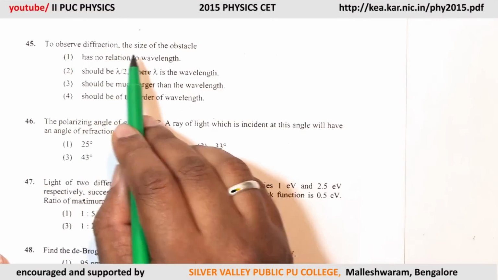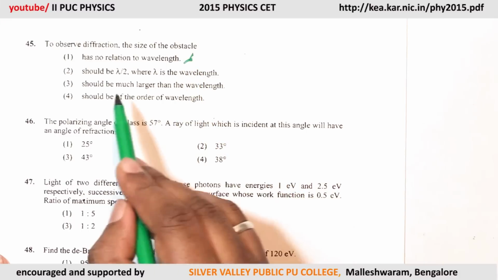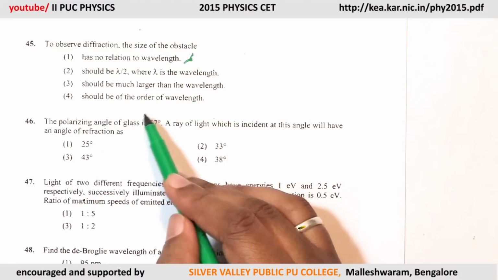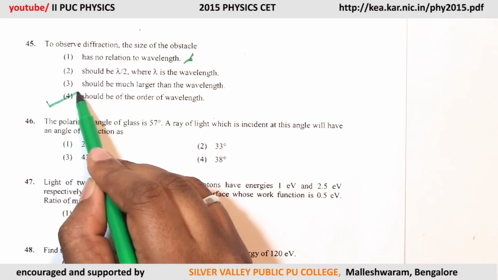To observe diffraction, size of the obstacle has no relation to wavelength, wrong. Much larger than the wavelength, wrong. It should be of the order of wavelength. In diffraction, it should be of the order of wavelength.